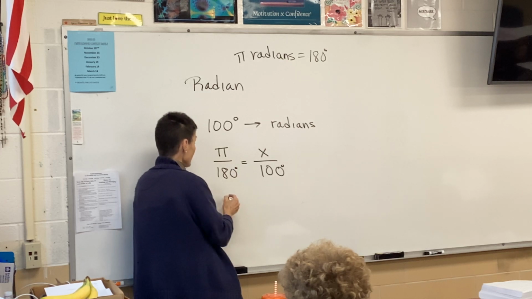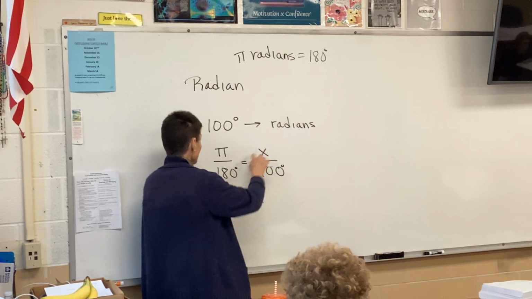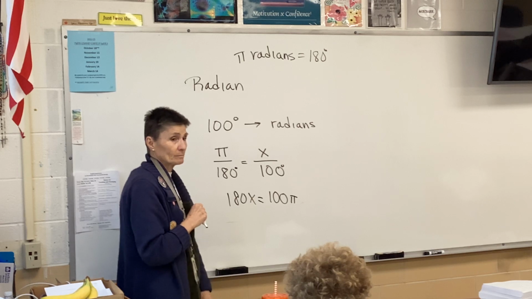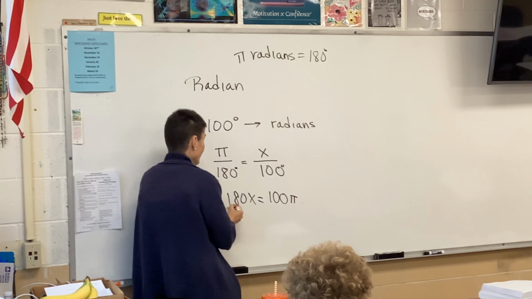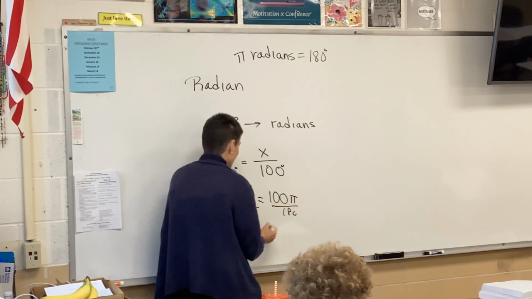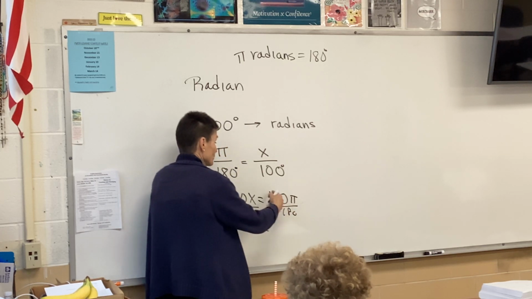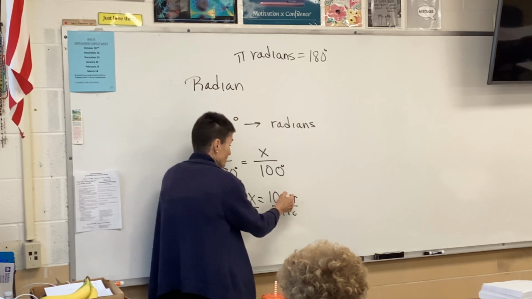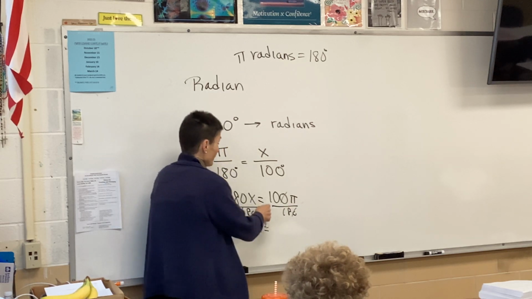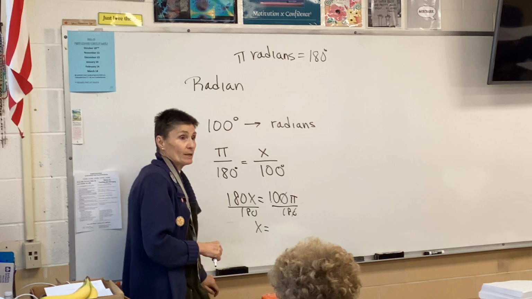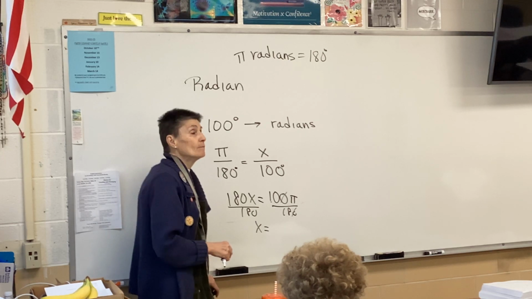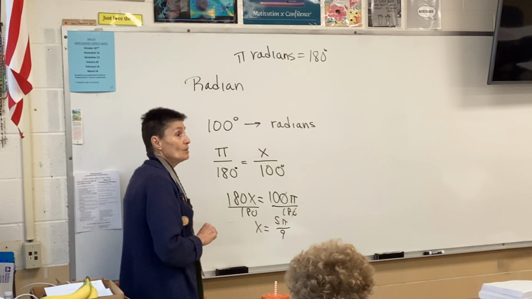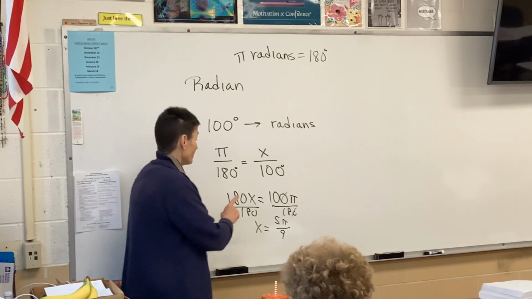Now we're going to cross multiply. So 180x equals 100 pi. Divide by 180, and x equals, now we have to reduce that fraction. I think you can do that without a calculator. We can cancel the zeros out, right? What do I do with 10 over 18? 10 over 18 reduces to 5 over 9, yep. Don't forget the pi is still there, so 5 pi over 9. So the answer to the question is 5 pi over 9.